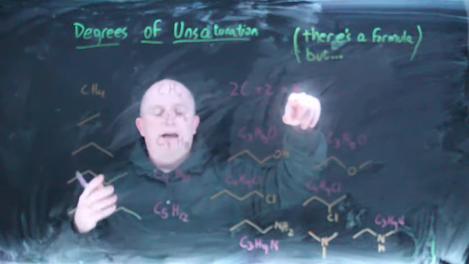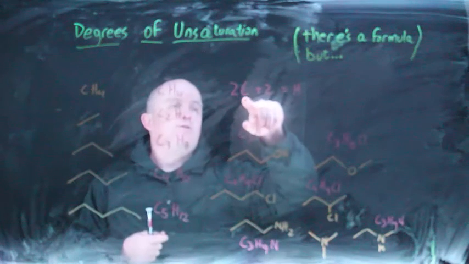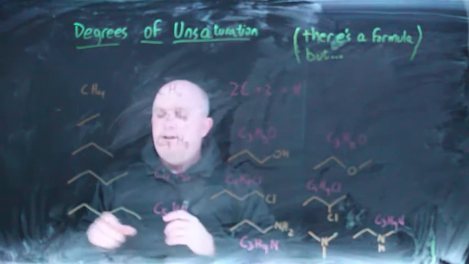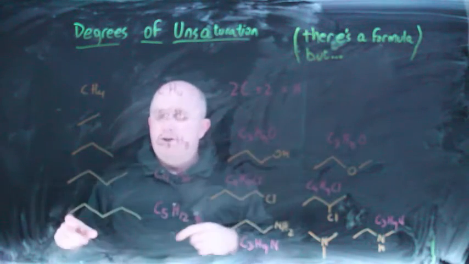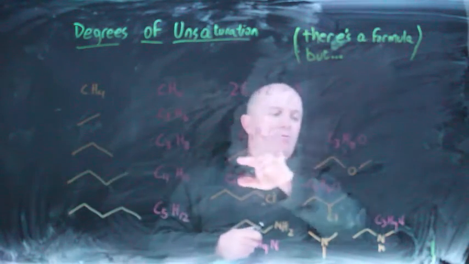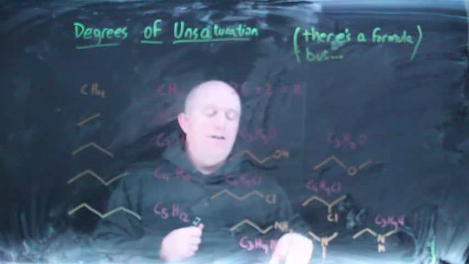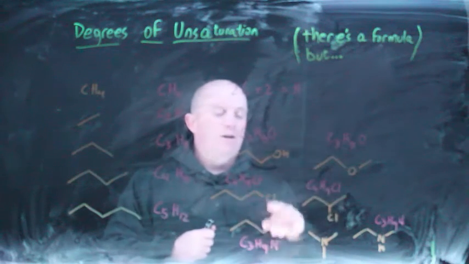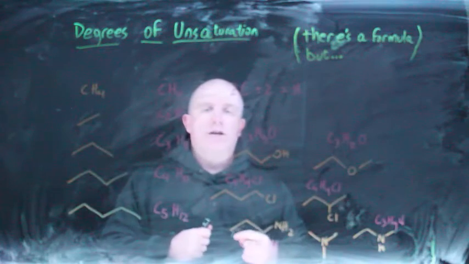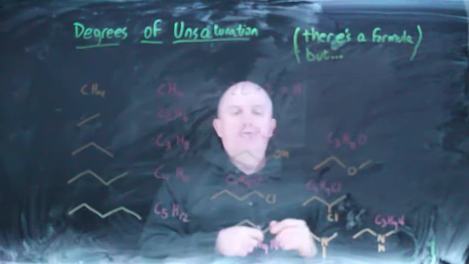So the moral of the story is that the key thing to keep in mind is the total number of hydrogens you expect to have is given by 2 times the number of carbons plus 2. In other words, the number of CH2s plus 2 hydrogens for each methyl. Oxygens don't change the hydrogen count. Nitrogens increase the hydrogen count by 1. Halogens decrease the hydrogen count by 1.